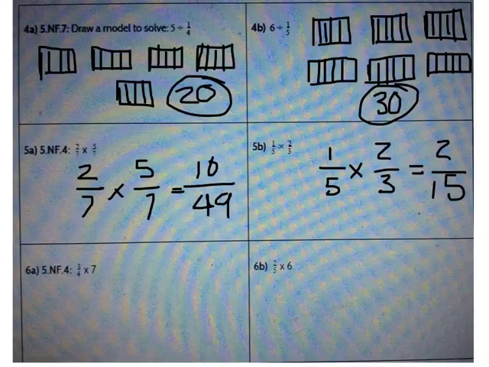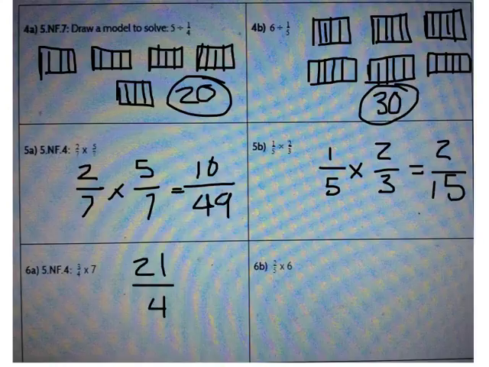Now let's practice multiplying fractions by whole numbers. 3/4 times 7. Remember, I multiply the numerator times the whole number. What's 3 times 7? It's 21. And the denominator stays 4. This isn't my final answer. I need to change it into a mixed number.